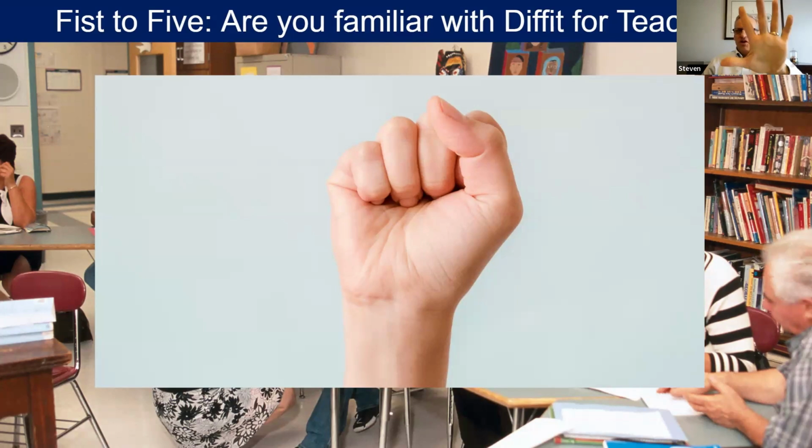Five fingers mean I really feel good about this and I've got it. One finger means I really don't know this. The fist means I have zero idea. The middle finger means what the middle finger means. Please be careful with the middle finger when you do this.